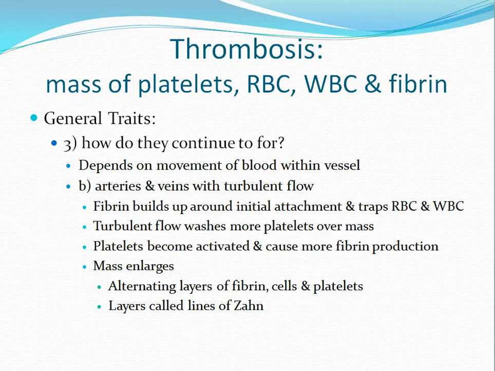In arteries and veins with turbulent blood flow, fibrin tends to build up around the initial site of attachment. This will trap a lot more red and white blood cells. The turbulent flow helps to wash even more platelets over this mass. As they attach and become activated, they will cause more fibrin production. The mass will begin to enlarge and exhibit alternating layers of fibrin, cells, and platelets. These layers are known as layers of Zahn.